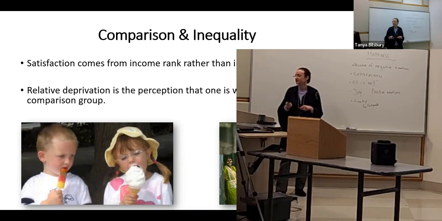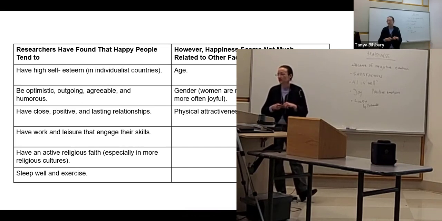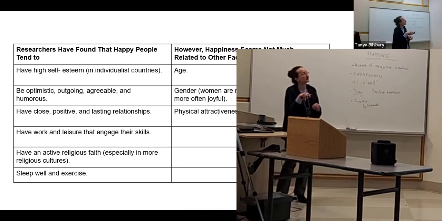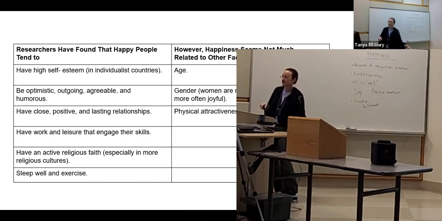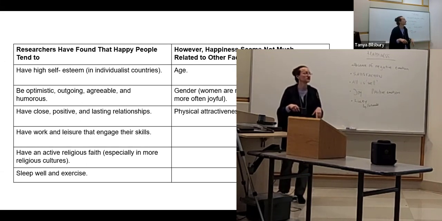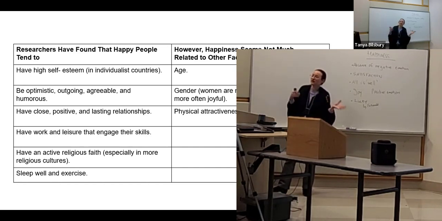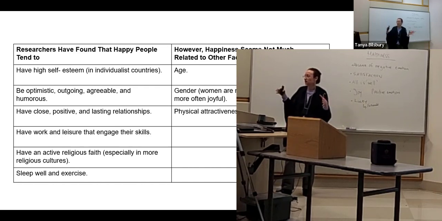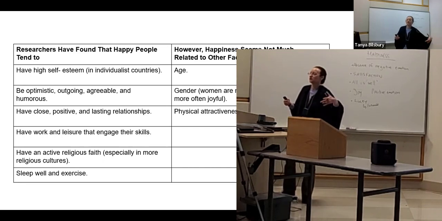Social context matters. This is a table from your textbook that I thought was interesting. So they say that it doesn't seem related to age, nor to gender on average. So women tend to have more emotional ups and downs, but average out to the same place. Same mean, larger variance or standard deviation. And it doesn't seem to be related to physical attractiveness. But a lot of people think that if they were more attractive, then they would be happier. A lot of people think that if they were earning more money, then they would be happier.